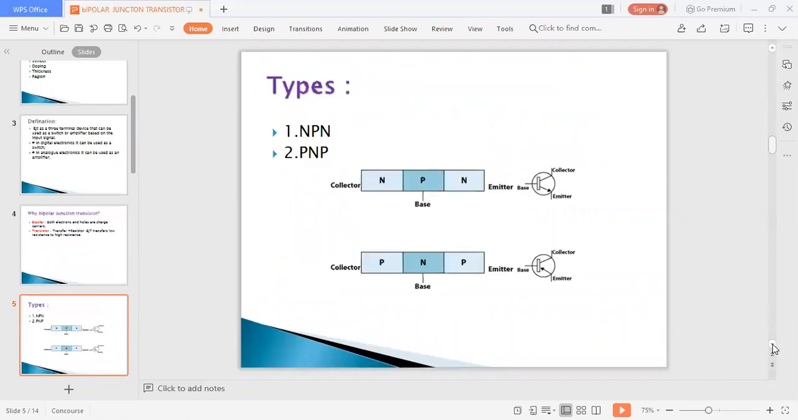There are two types of BJT based on the dopings, NPN type and PNP type. In NPN type BJT, the base is positively doped, that is, it is doped with holes, but the emitter and collector are negatively doped, that is, they are doped with negative charge or electrons. But in the PNP transistor, the base is doped with negative charge, that means it is doped with electrons, but the emitter and the collector are doped with positive charge or holes.